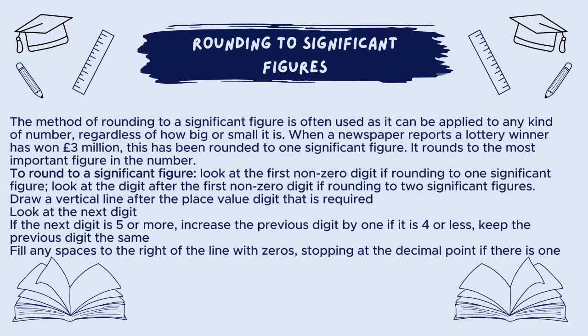draw a vertical line after the place value digit that is required. Look at the next digit. If the next digit is 5 or more, increase the previous digit by 1. If it is 4 or less, keep the previous digit the same. Fill in any spaces to the right of the line with zeros, stopping at the decimal point if there is one.